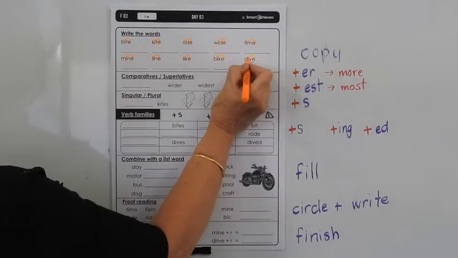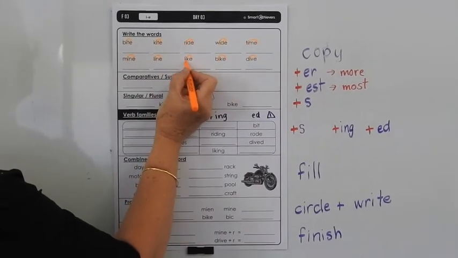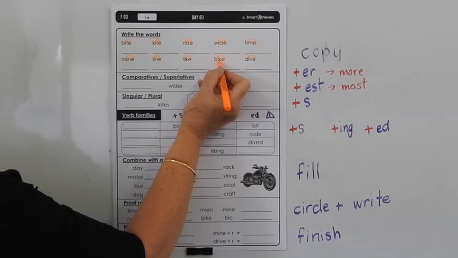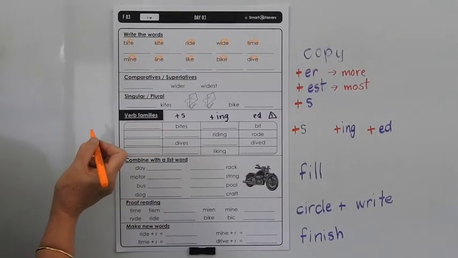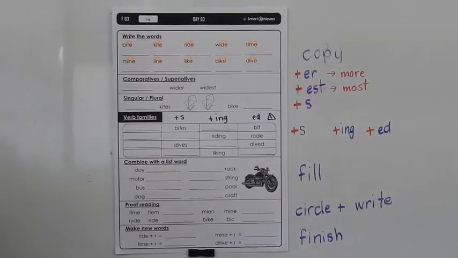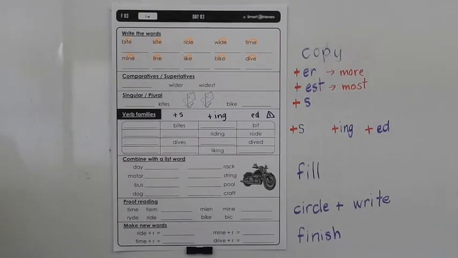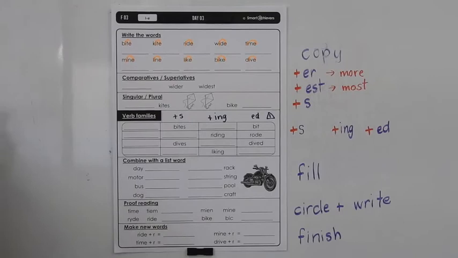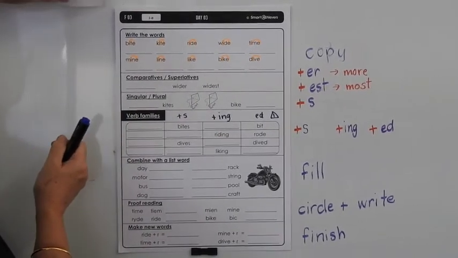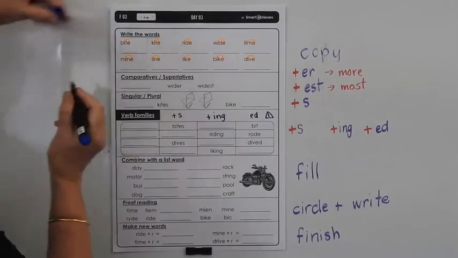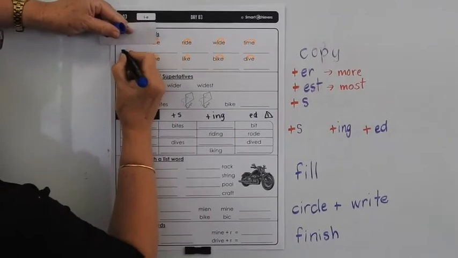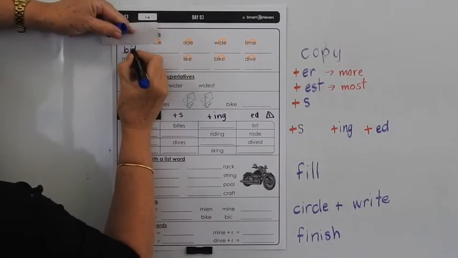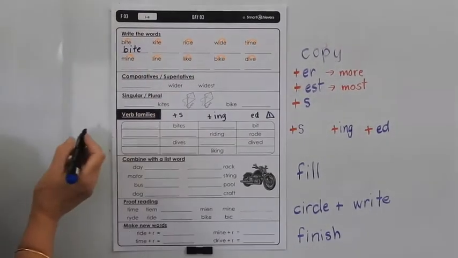And you know that after a long vowel sound we only put a K for the K sound. Now after you've done that you need to read the word, sound the word, spell it, and then copy it or cover it and write it. So we're going to have B-I-T-E, so you cover it and then you write bite. You can do each of those on your own.